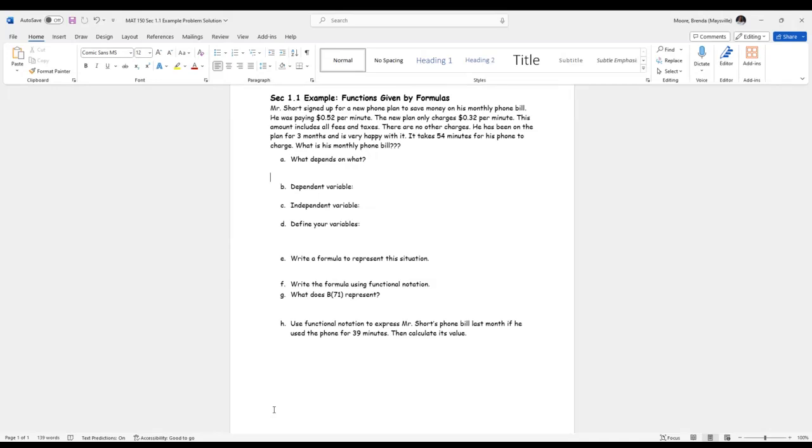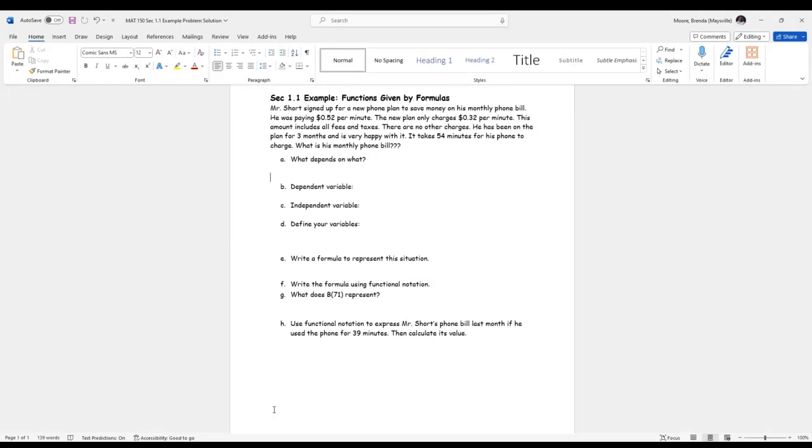The problem reads, Mr. Short signed up for a new phone plan to save money on his monthly phone bill. He was paying 52 cents per minute. The new plan only charges 32 cents per minute. This amount includes all fees and taxes. There are no other charges. He has been on the plan for 3 months and is very happy with it. It takes 54 minutes for his phone to charge. What is his monthly phone bill?